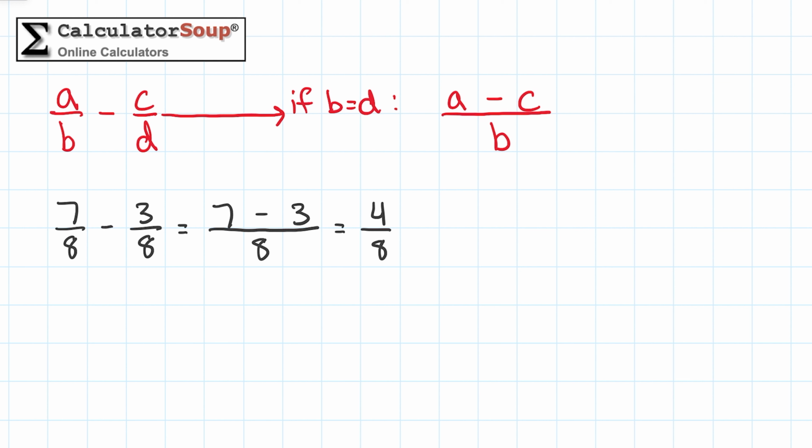This fraction can be reduced, so let's simplify it. The greatest common factor of 4 and 8 is 4, so divide both the numerator and denominator by 4. 4 divided by 4 is 1, and 8 divided by 4 is 2, so our simplified answer is 1/2.